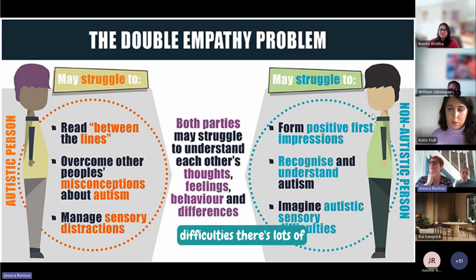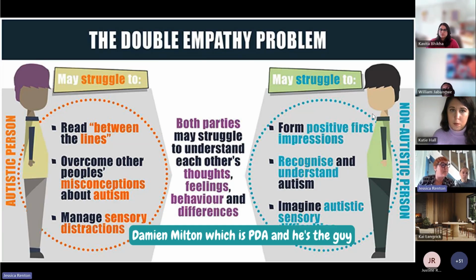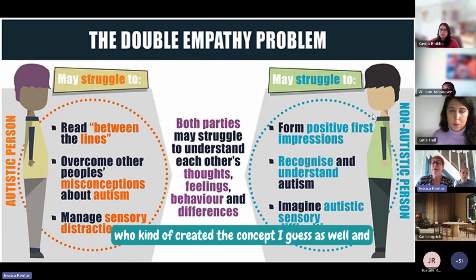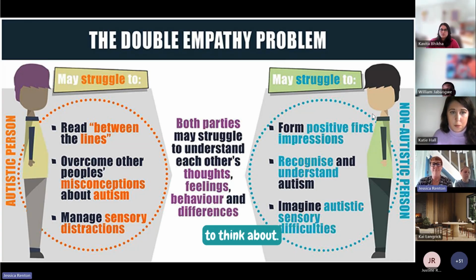There's lots of really interesting work around and ways of thinking about it. So there is a link called the double empathy problem with Dr. Damian Milton, who is autistic, and he's the person who created the concept, I guess, and developed the idea of double empathy. So that's a great resource to think about.